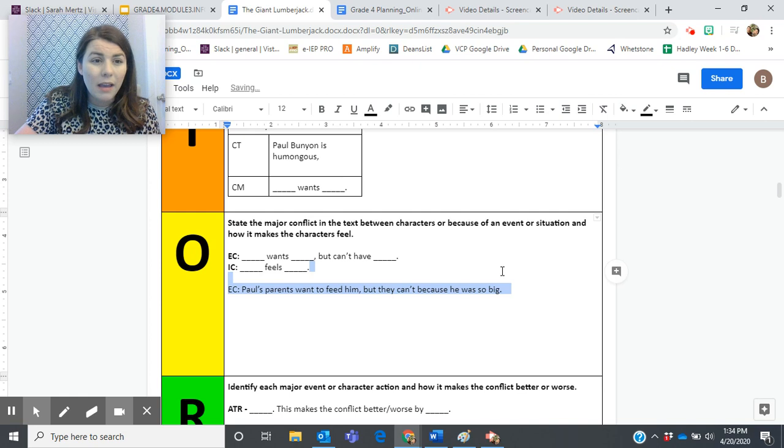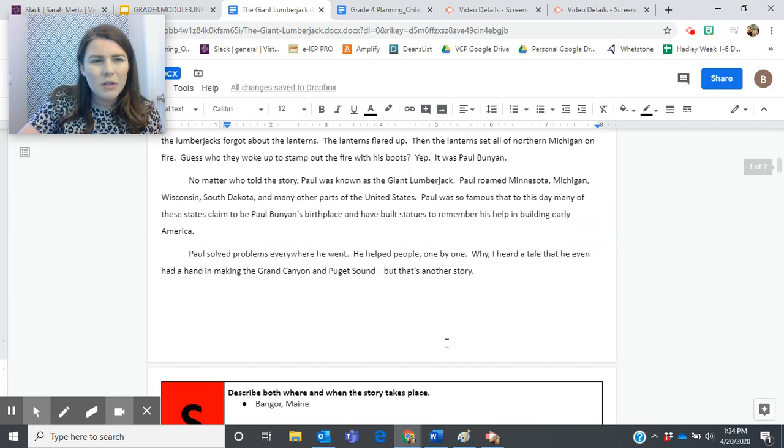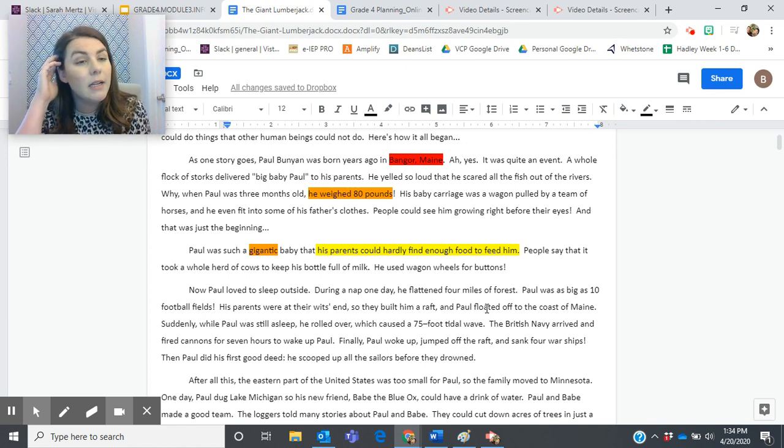Whew. Just a reminder, your organizer looks just like mine. If I'm going too fast, you can pause and write it down. So they want to feed him, but they can't because he's so big. Let's go back and see if there's anything else. People say it took a whole herd of cows to keep his bottle full of milk. I want you to stop for a second. I want you to think, is there anything else in this paragraph that we can add to our organizer? Think about it.